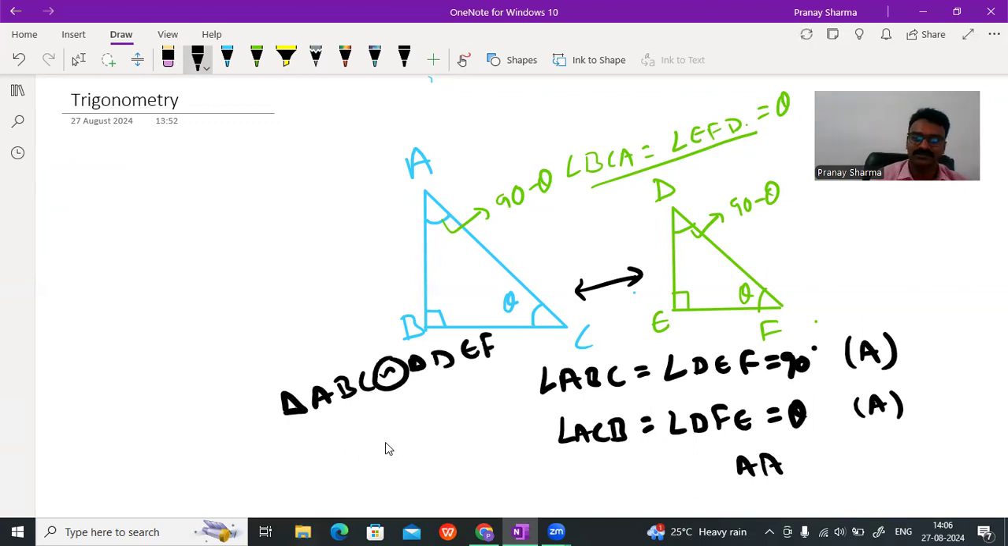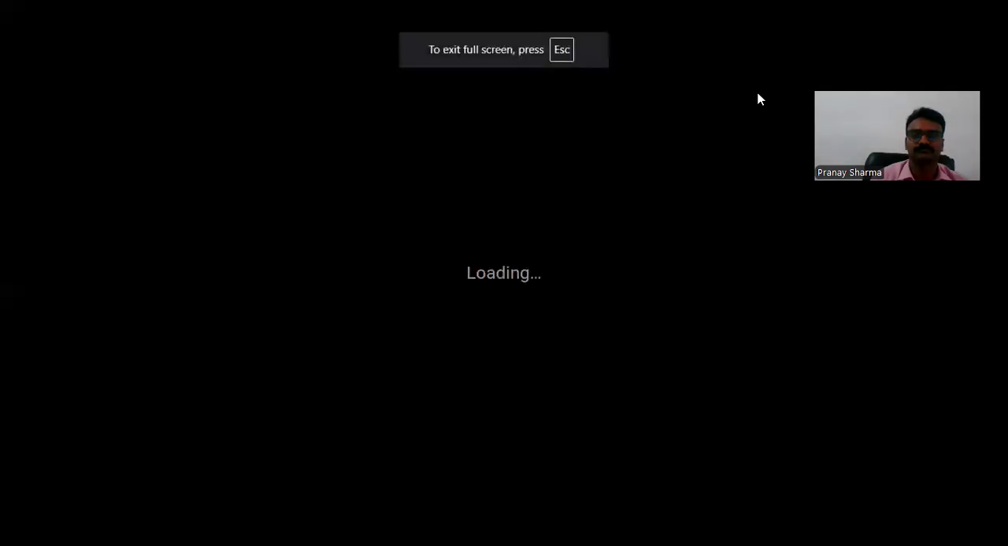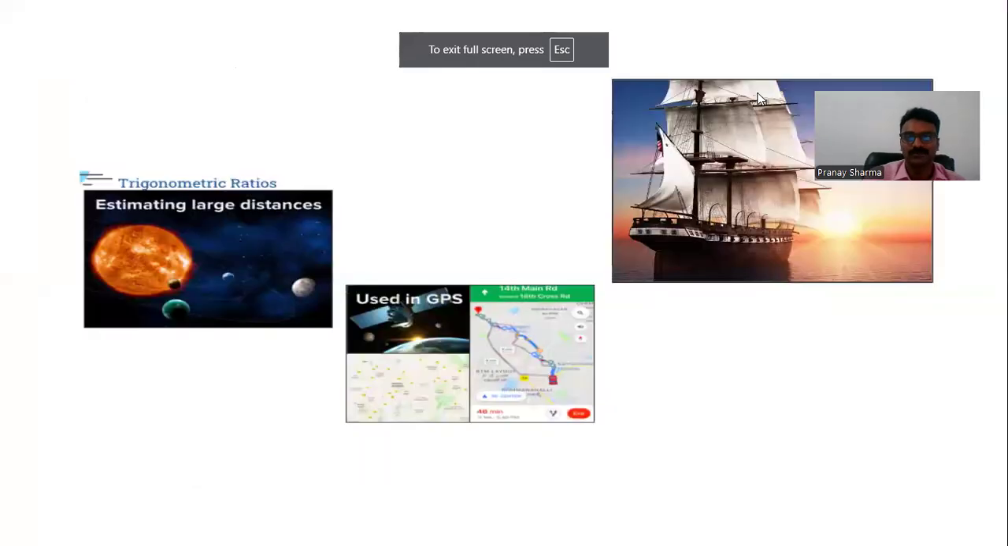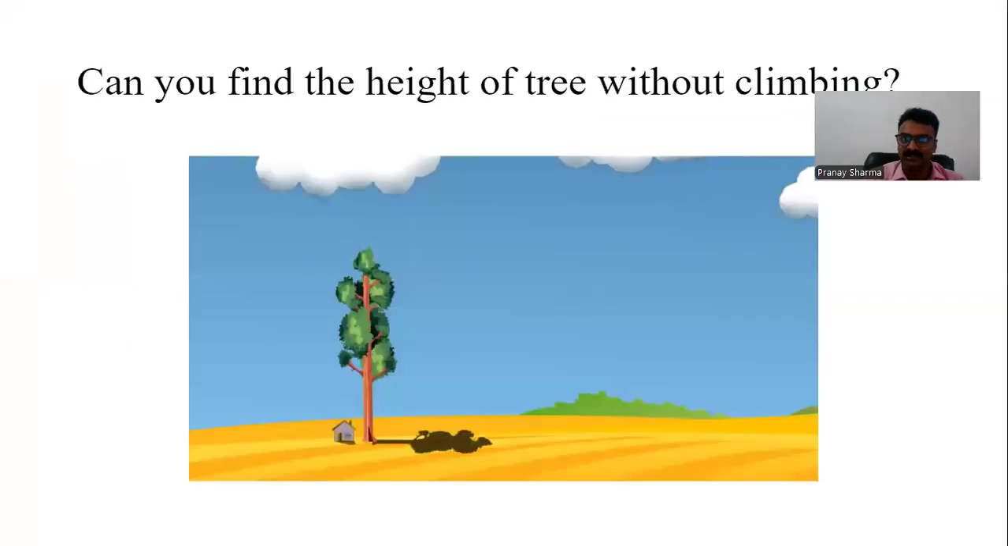All right, let us jump back to our slides now. I hope the slides are visible. So the question is why we have appended this slide. First I'll be putting multiple questions and then I'll be answering them one by one. The first question is this: can we find the height of a tree without climbing it? Yes, I'll tell you how. Using similarity of triangles, we can get this established.